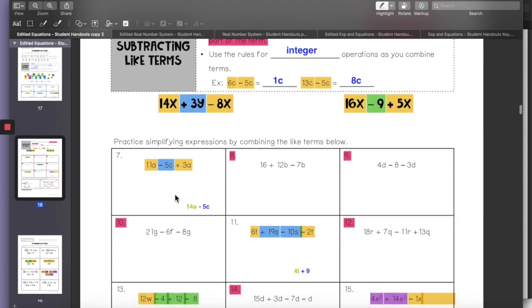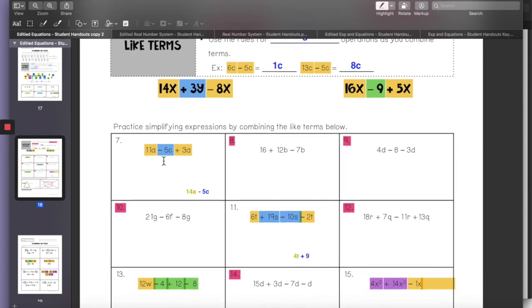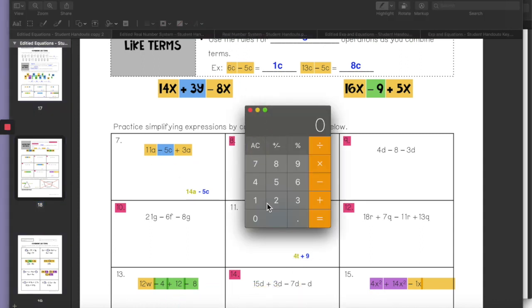So here's a good example of that. We have 11a, negative 5c, and a positive 3a. We can combine our 11a and our positive 3a because they have the same variable. When I combine those, all I have to do is add the coefficients together. So if I have 11a's plus 3a's, then I have 14a's.